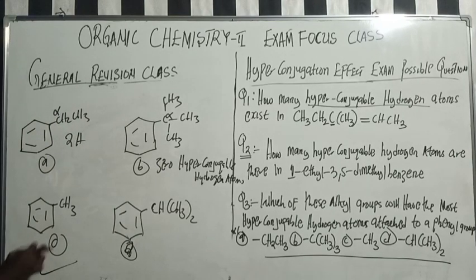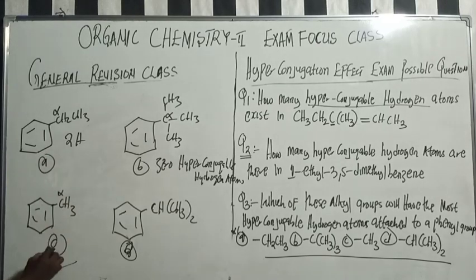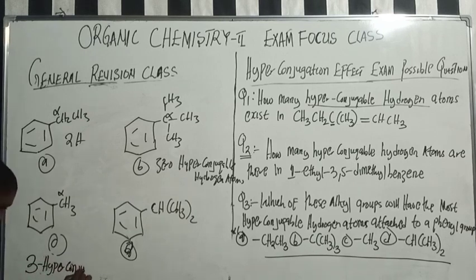Now if you look at C, this alpha carbon here has three hyperconjugable hydrogen atoms.